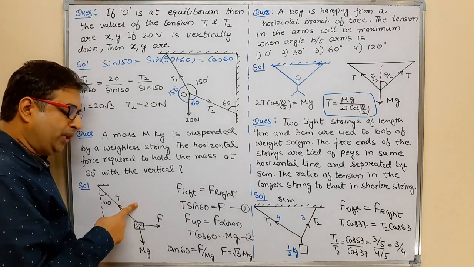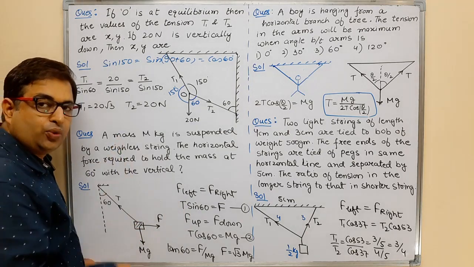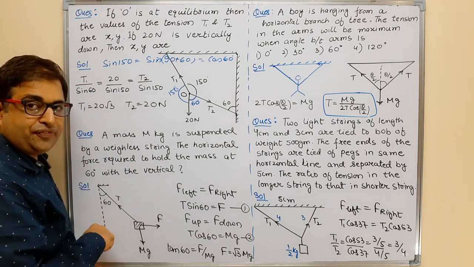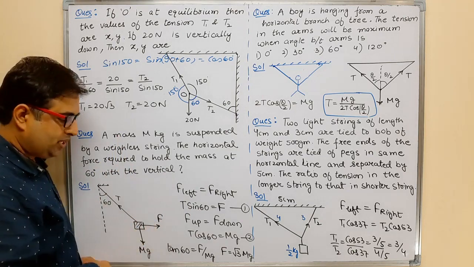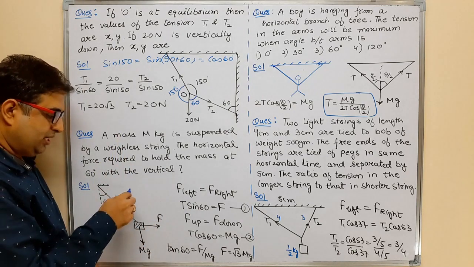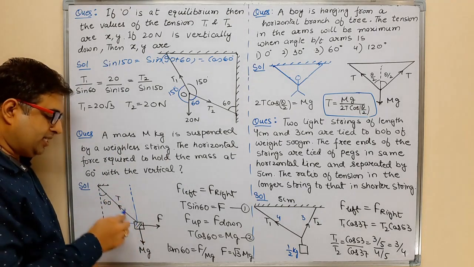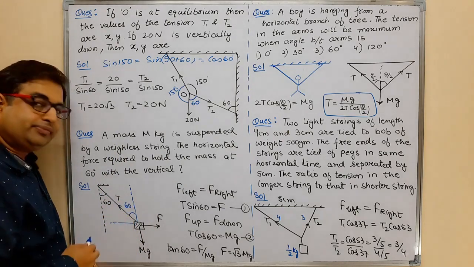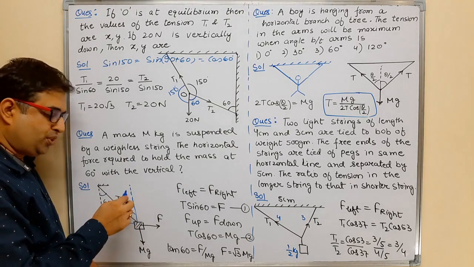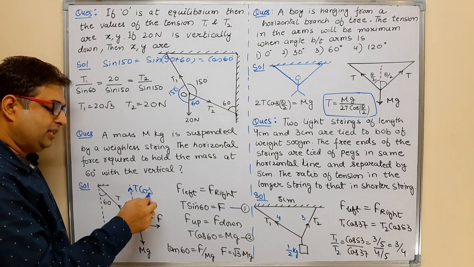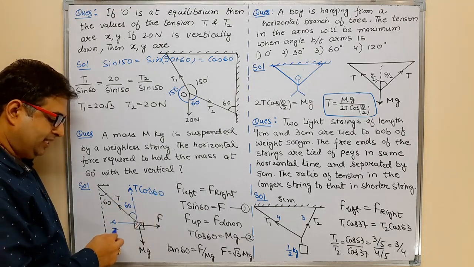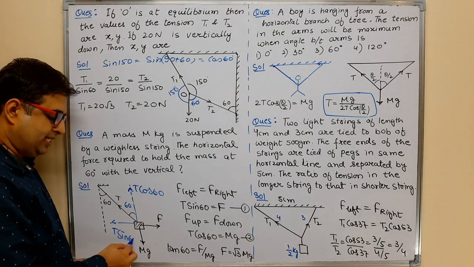Now, for equilibrium, upward force should balance downward force. Left side force should balance right hand side force. We don't have any upward force. So first of all, let us divide the two components. This is 60, this is also 60. So what is the component of tension force here? T cos 60 and here T sin 60.